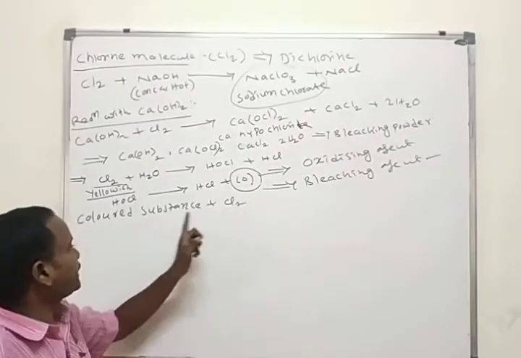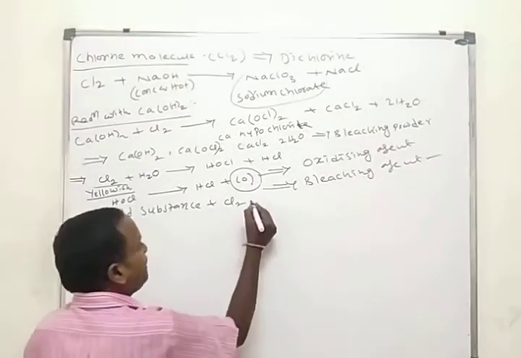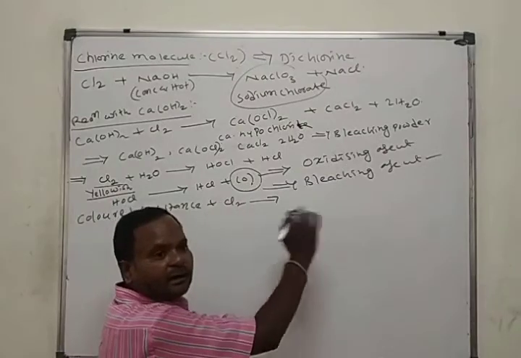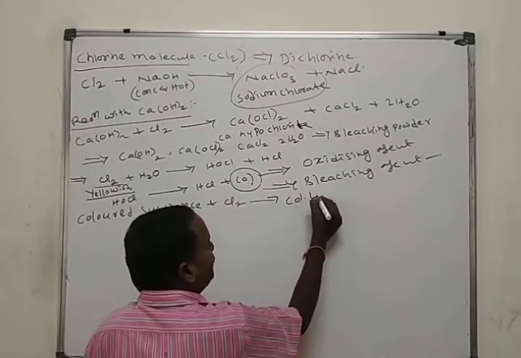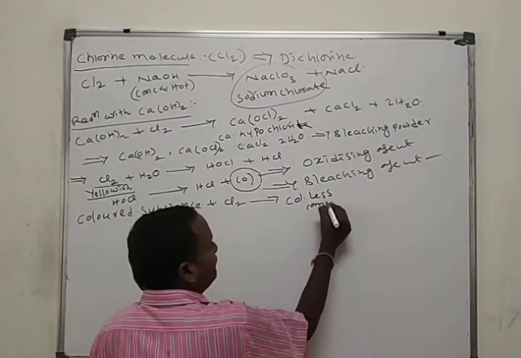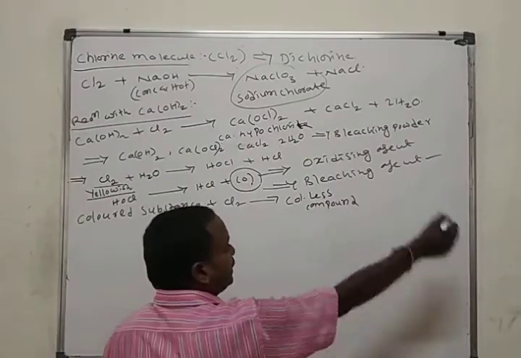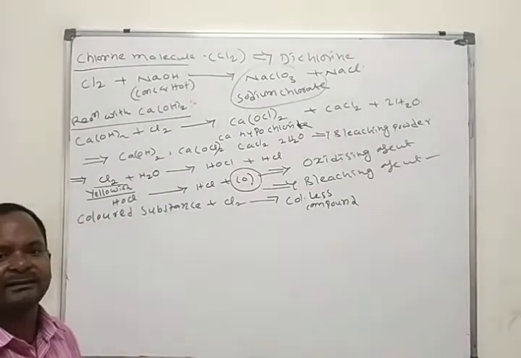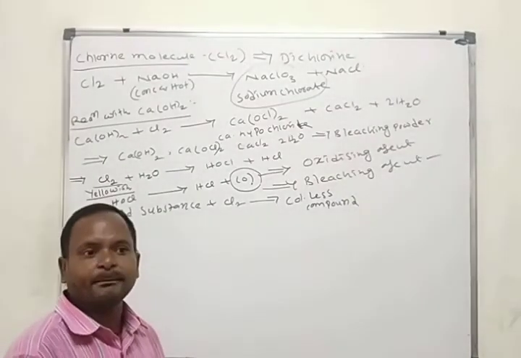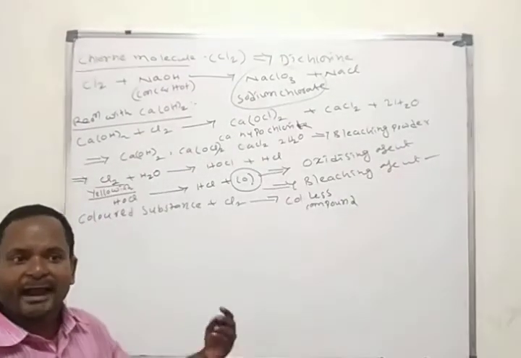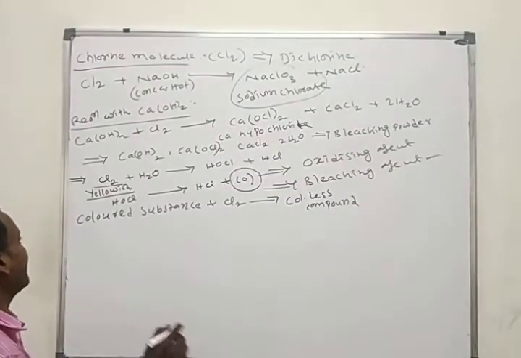Here, colored substance reacts with chlorine. What happens? Chlorine removes color. That means we get a colorless compound. Here we got a colorless compound. This we call the bleaching nature, bleaching power, action of chlorine.